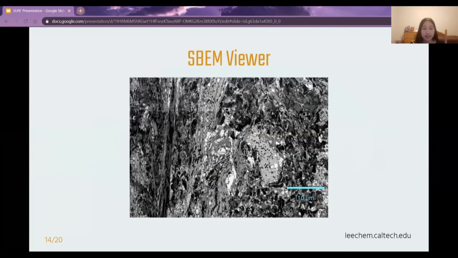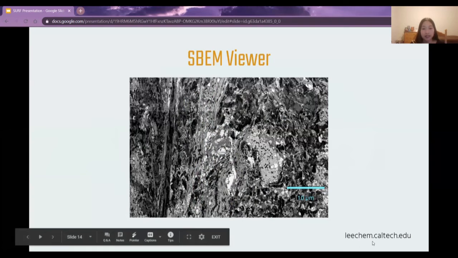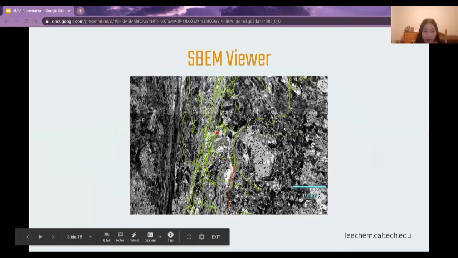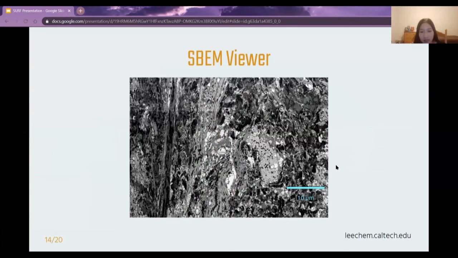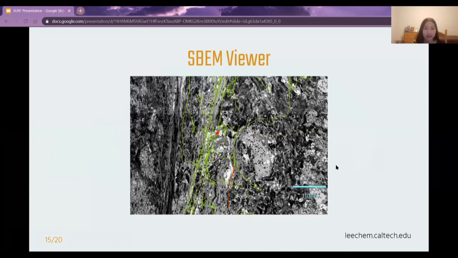And if you're interested in seeing this further, you can head over to leachem.caltech.edu to check it out. So here in green are the outline segments that were traced, and this process was so painstakingly difficult that it took 2 years to complete. If you compare it to the previous slide, it's not immediately obvious where these should reside.